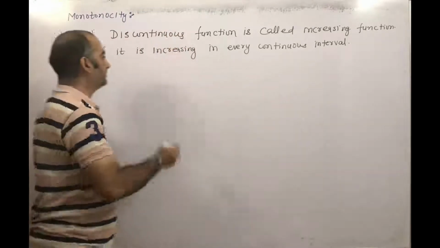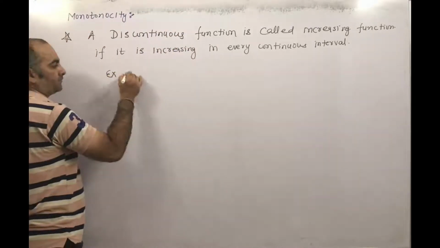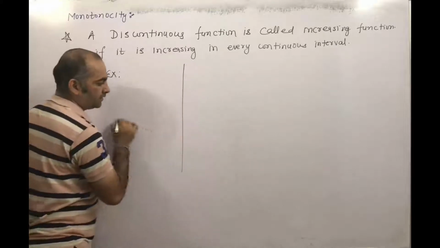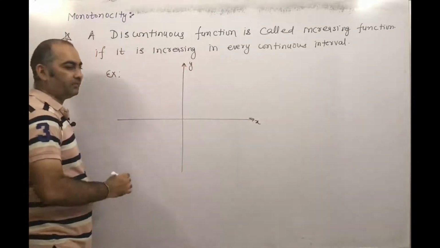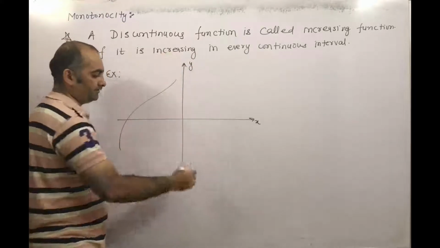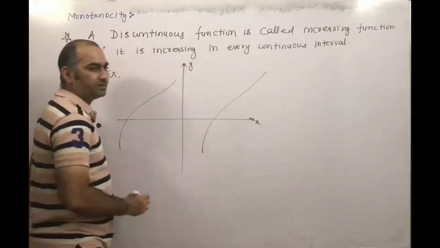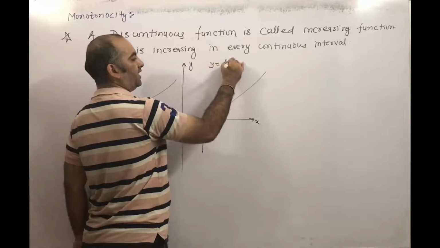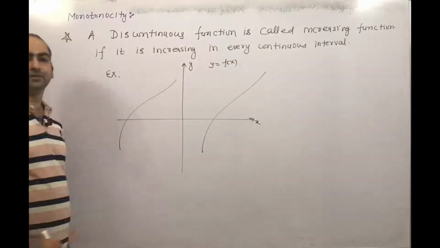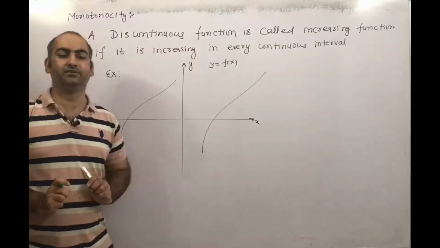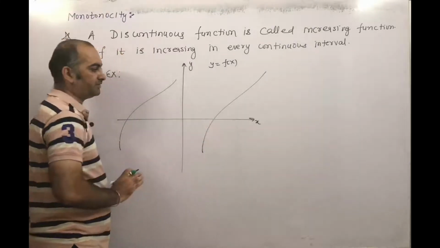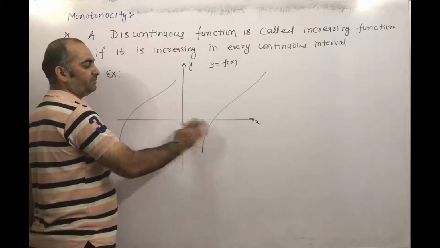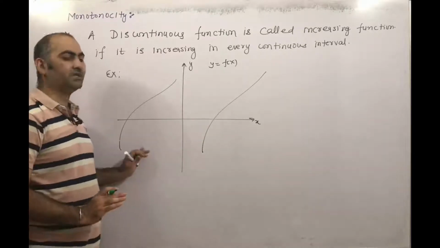For example, this is x-axis, this is y-axis. So one graph we are taking. So this function is y equal to f(x), and it is a discontinuous function. So we have to check whether it is increasing function or not. It is discontinuous because this one and this one are two different graphs. So these two graphs are breaking. So this is discontinuous function.